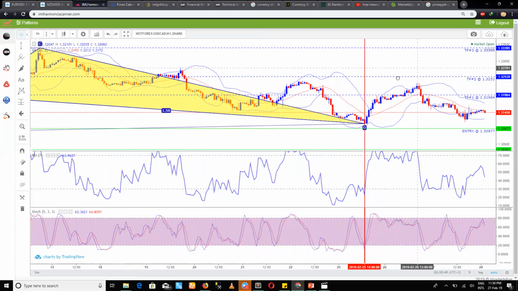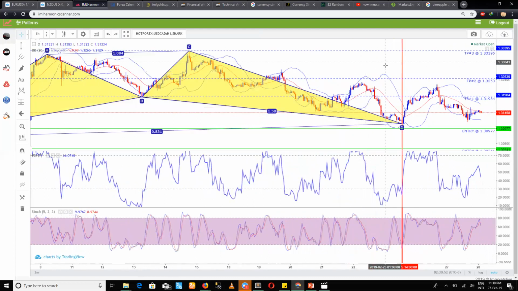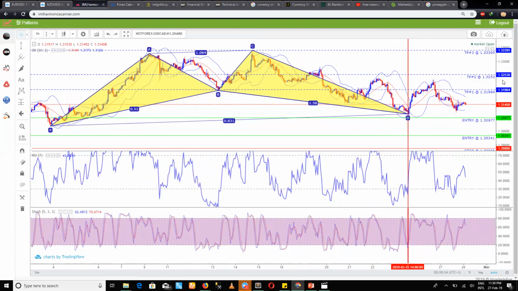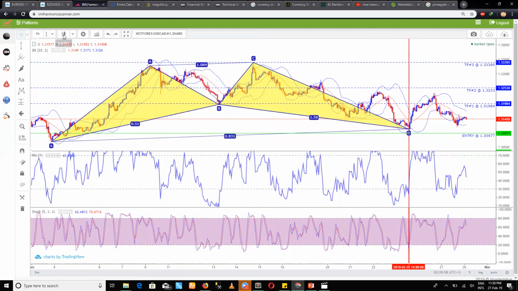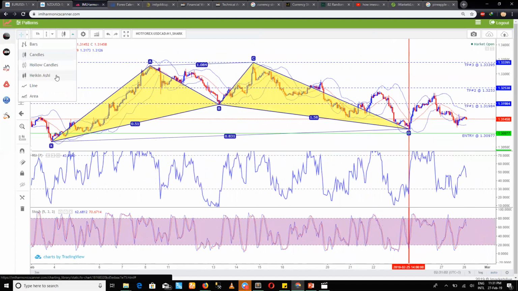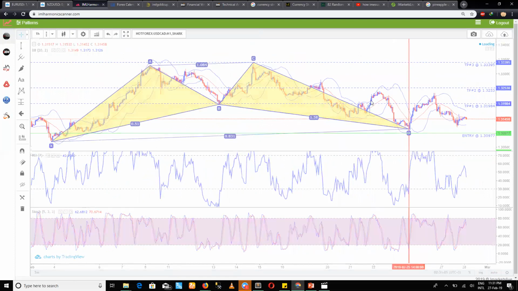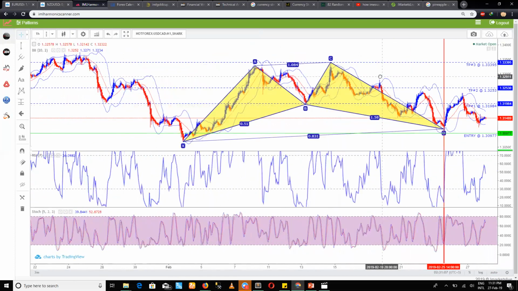Now the last confirmation, as we talked about, was Heikin Ashi. Heikin Ashi are just candles. So basically we want to change our candles from candlesticks to Heikin Ashi. You click on that once, it changes your candles to Heikin Ashi candles.